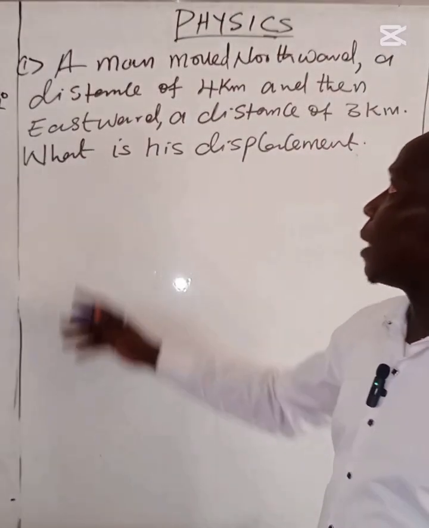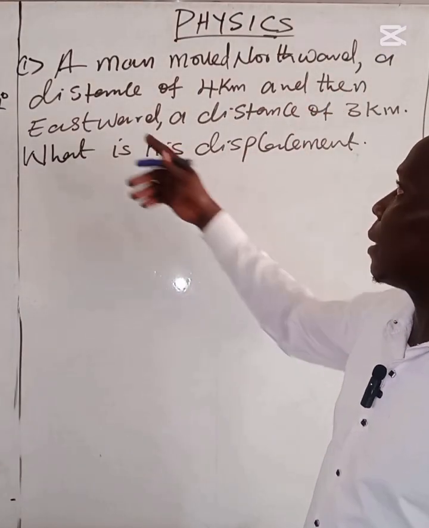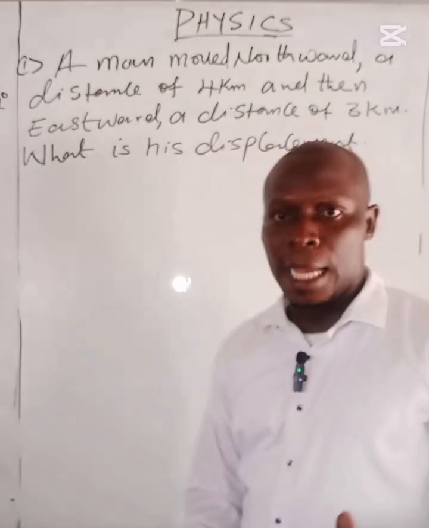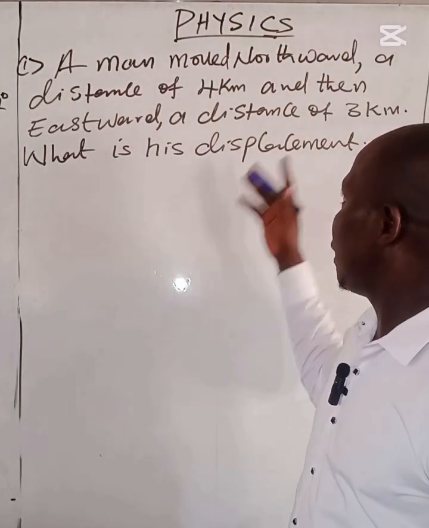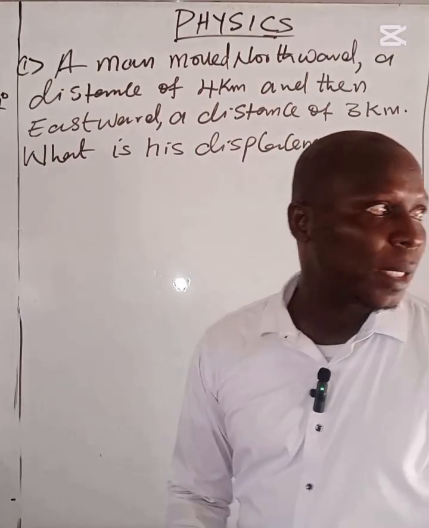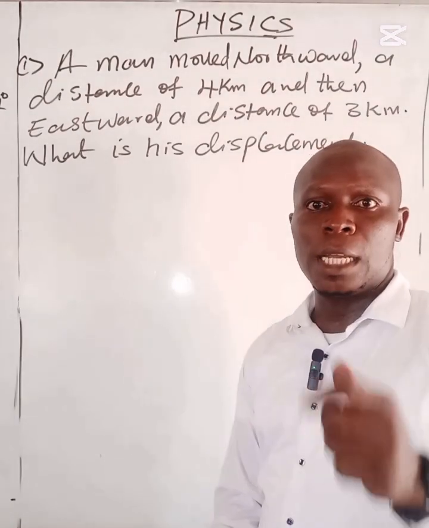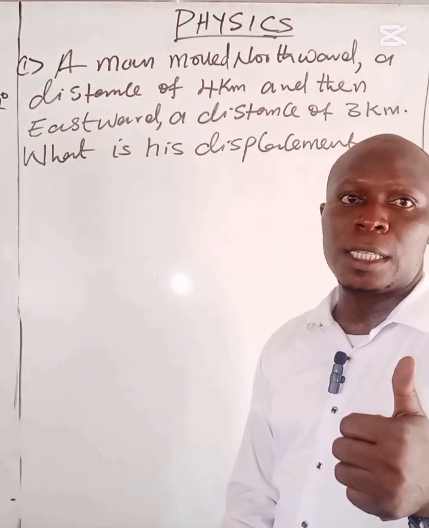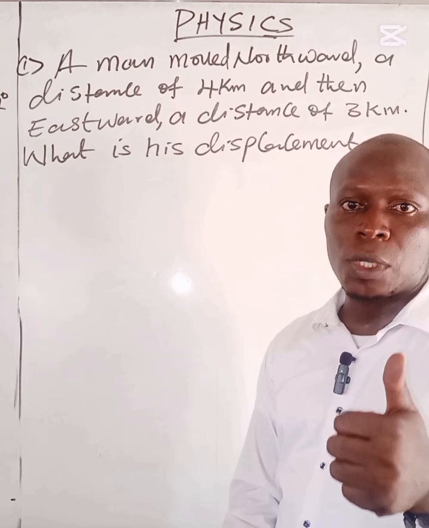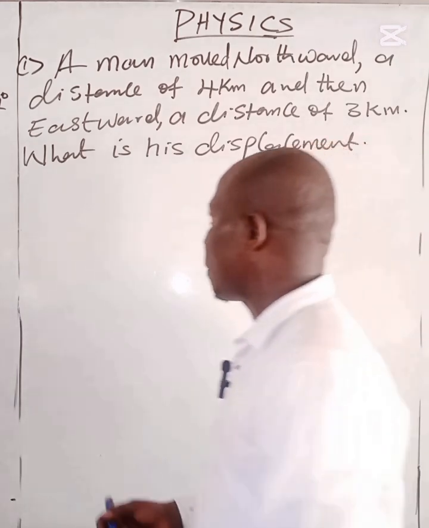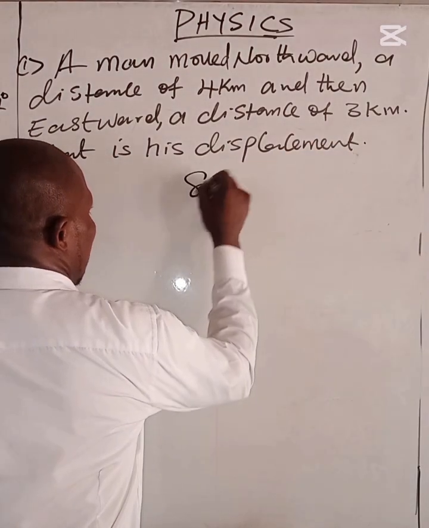So, the question says a man moved northward a distance of 4 kilometers, and then the same man moved east a distance of 3 kilometers. The question now says, what is his displacement? Now, in vector, when you are asked displacement, you must also solve for direction. So you don't just solve for displacement. So that's what we are going to do quickly now.